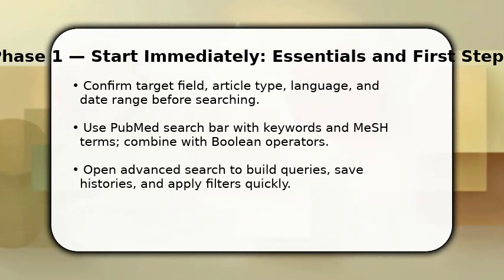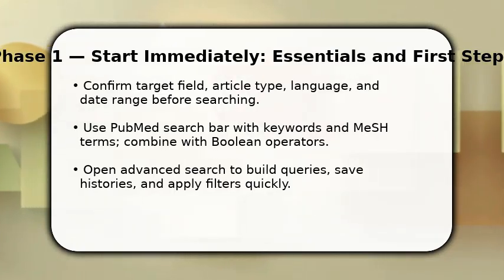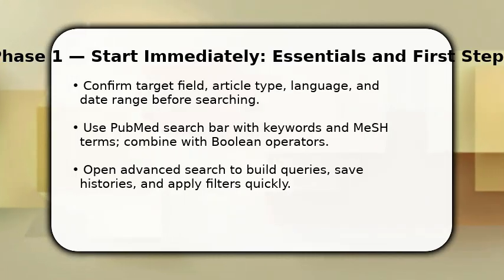You begin by narrowing your aim. Pick a field, article type, language, and date range, then open PubMed. Use keywords plus MeSH terms for precision, combine them with AND/OR/NOT to focus results. Once done, switch to advanced search to construct and preview compound queries and to save search history.